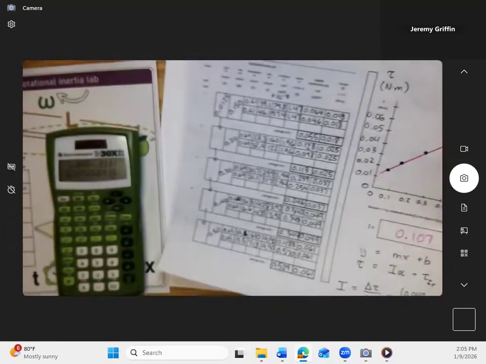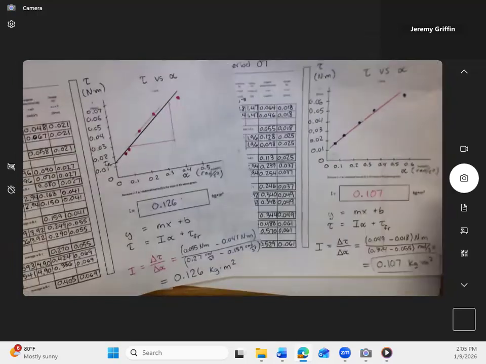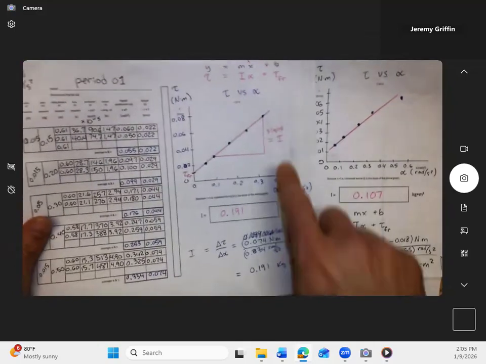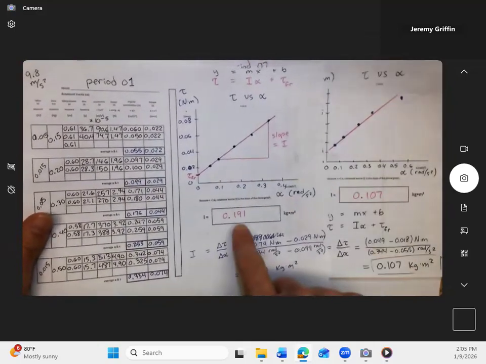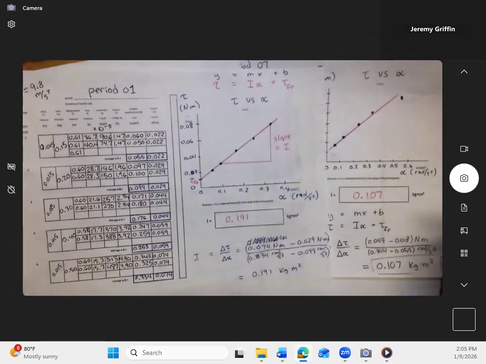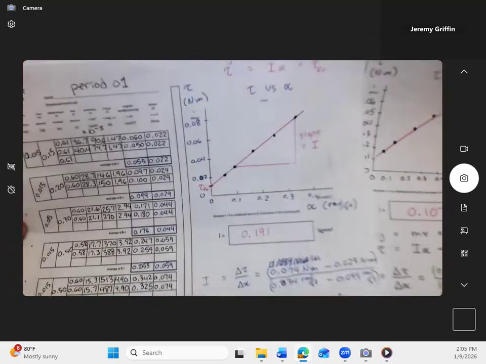Also, if you want to see how my other classes did, right here's my period 4 class. They got about 0.126 kilogram meter squared. And my period 1 class, whose graph actually came out really nice, but we did get really large rotational inertia.